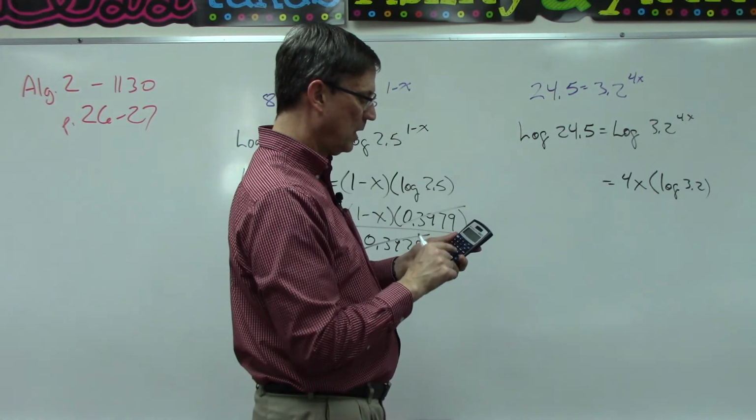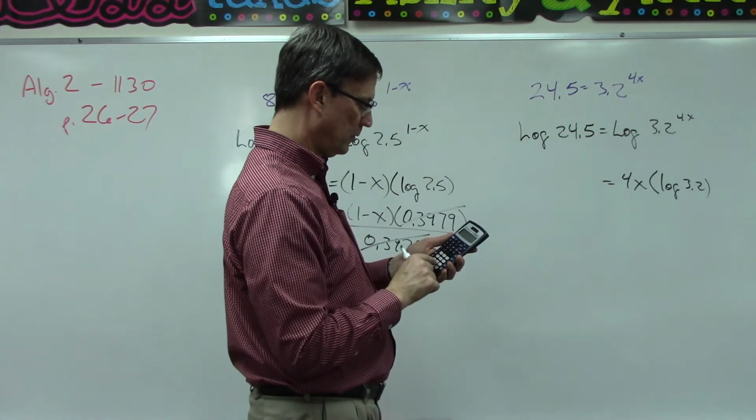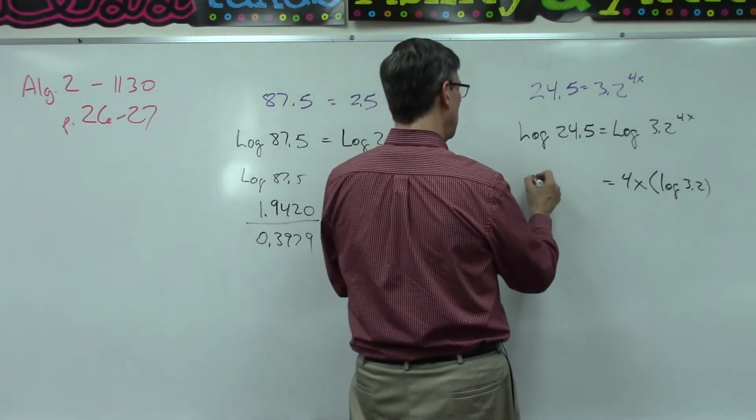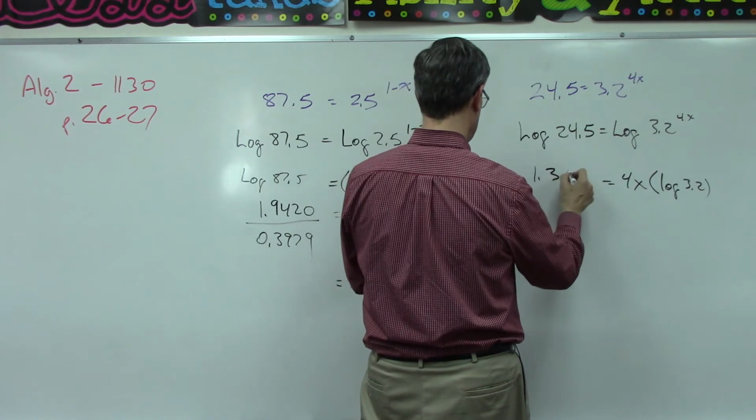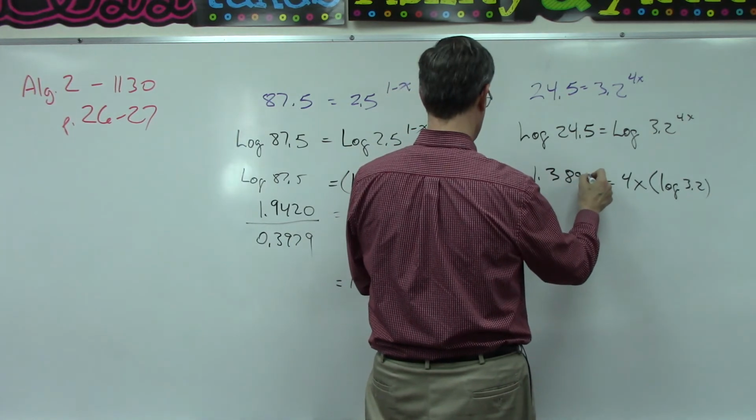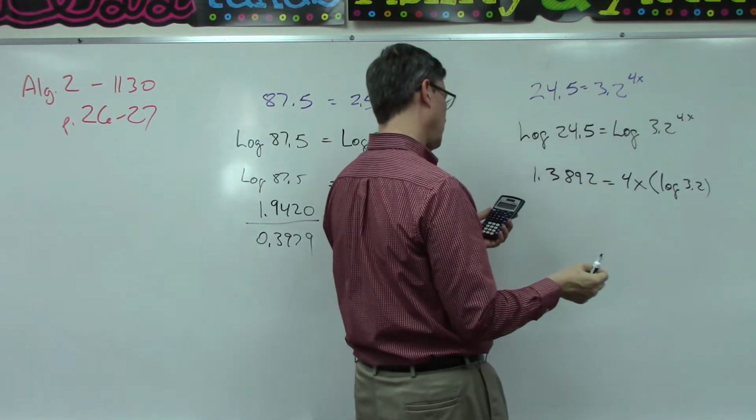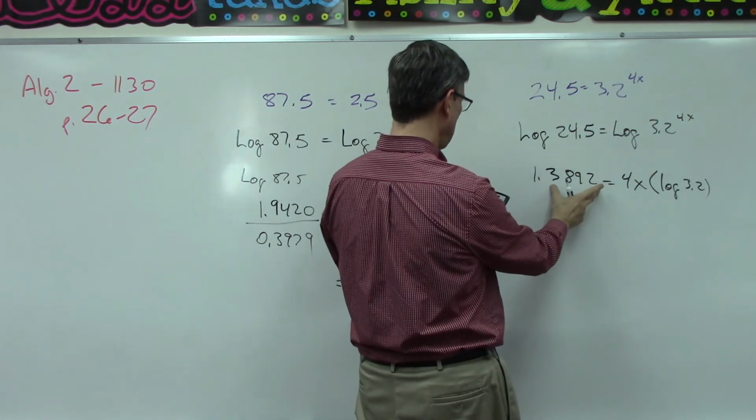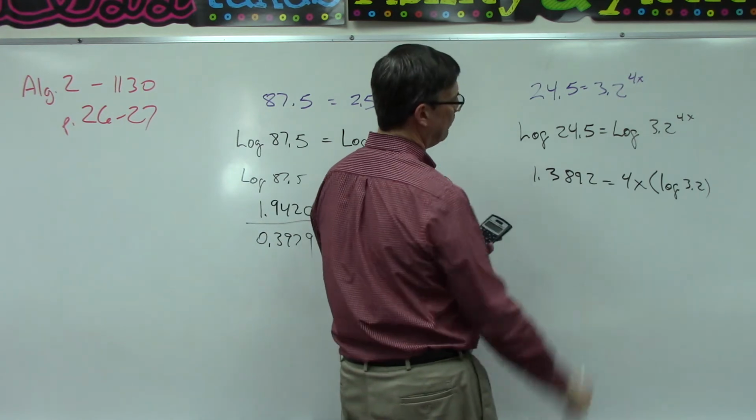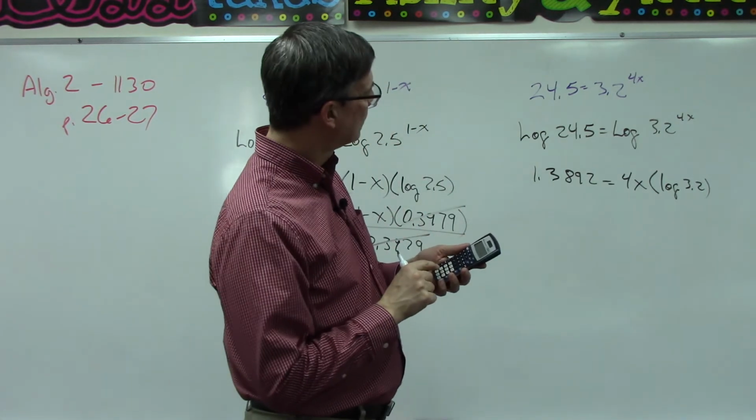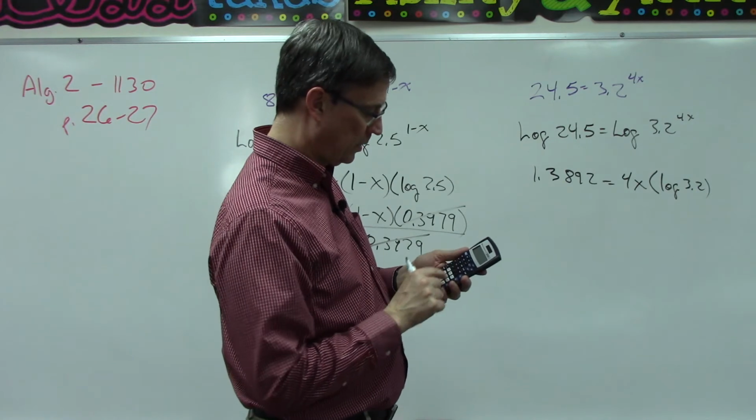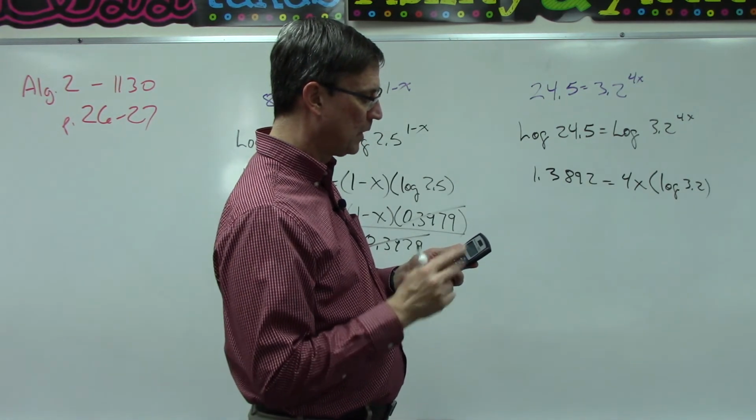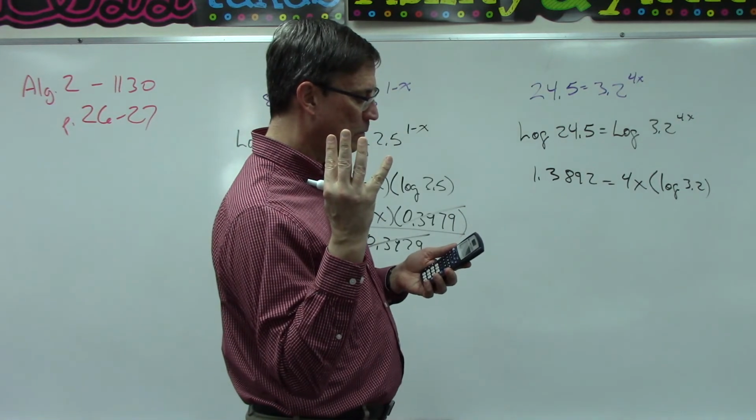24.5. Oops, I should have hit log first. I always forget that. All right, 1.3892. I get 1660, but we're going to round it off to 4 decimal places, 1.3892. All right, let's see what the log of 3.2 is. Are you doing this with me on your calculator? Carry it out to 4 decimal places. We'll see what you get.